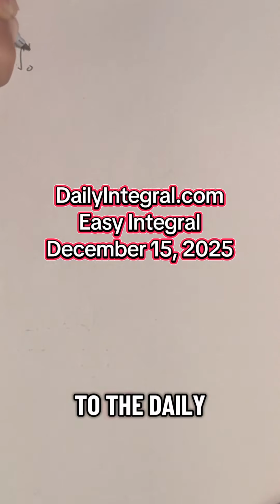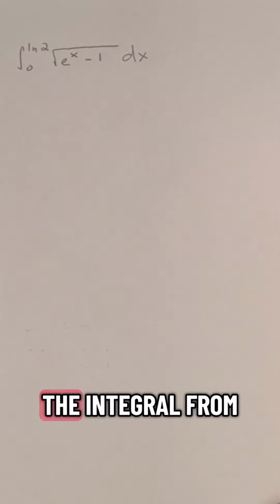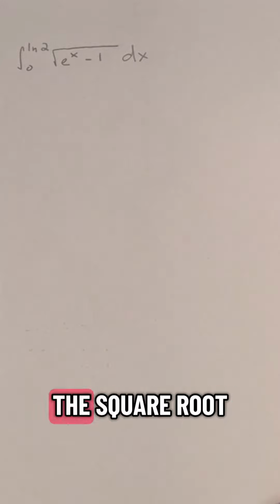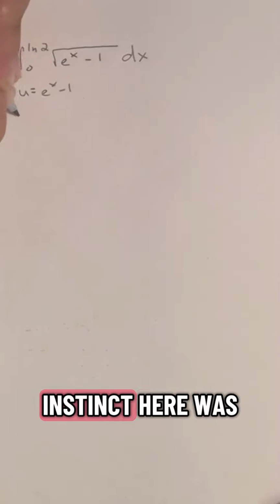Here's my solution to the dailyintegral.com easy integral for December 15th, 2025. The question was the integral from 0 to the natural log of 2 of the square root of e to the x minus 1 dx. So my first instinct here was to do a u substitution.